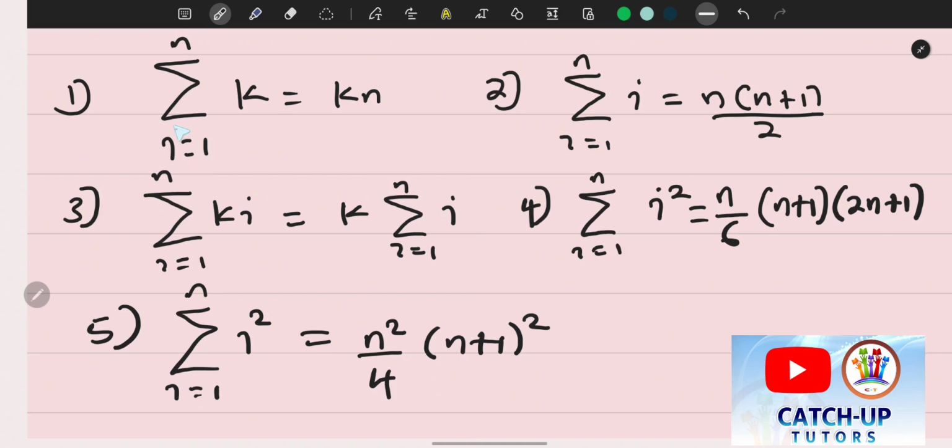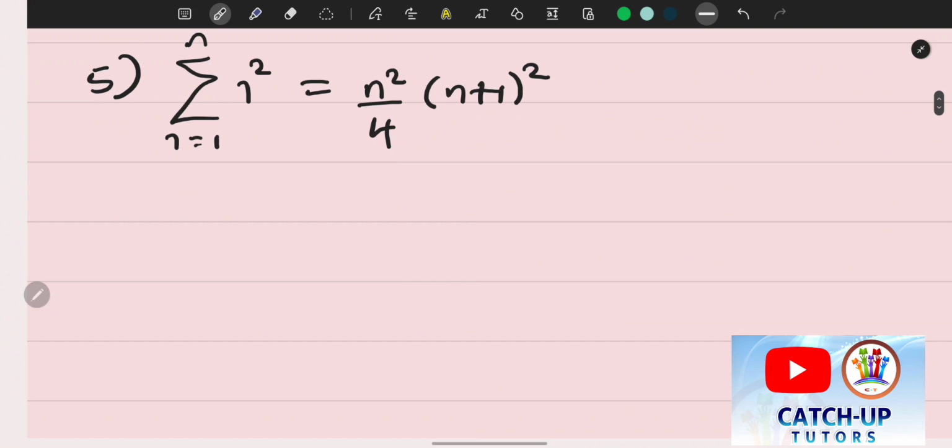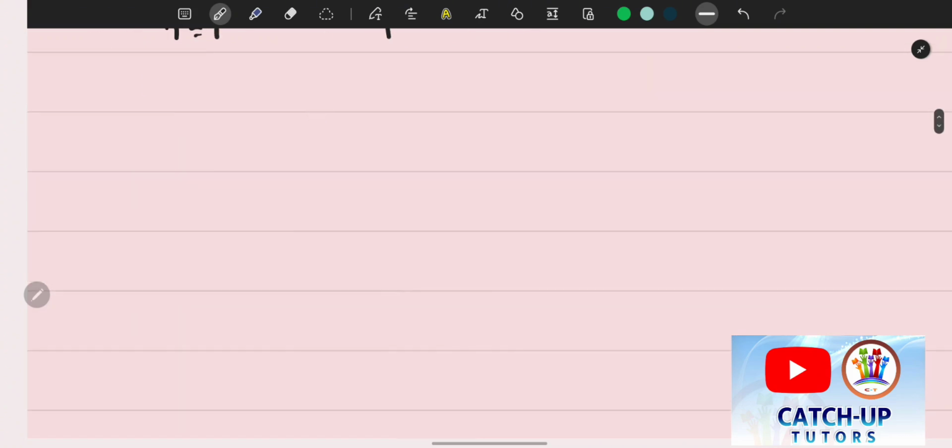Okay, so the first one, the value of i is from 1 to n, and k here is constant, where we have that to be kn. So the second one, we have i from 1 to n of i, so the formula is given to be n times n plus 1 over 2, and the like. So let's start from the first one, and consider examples to check if this is actually true, using some examples to check that. Okay, so the first example we're going to consider here.